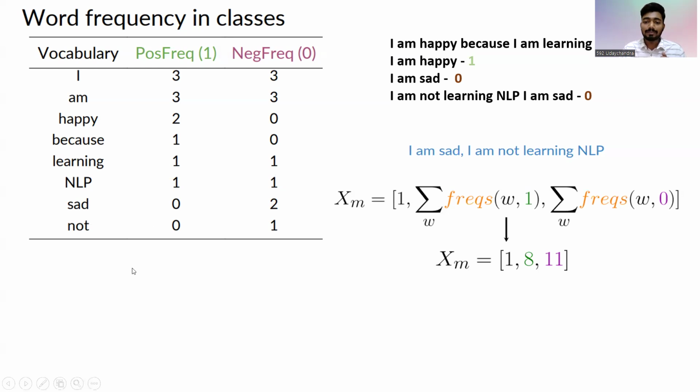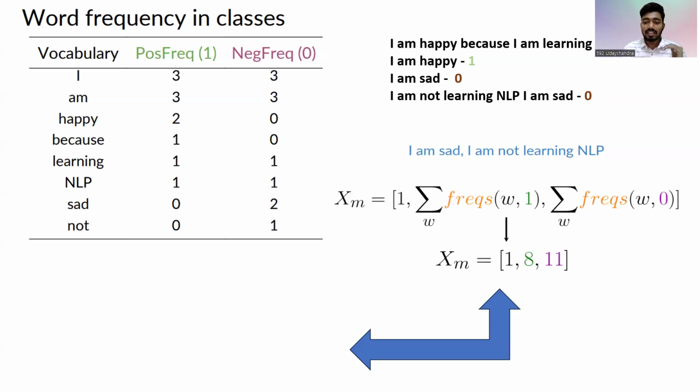Suppose I have taken a sentence: I am happy because I am learning NLP. Now I need to transform this entire sentence into a numerical form. For that, I'm taking how many positive feedbacks there are for each word in the vocabulary. First, you need to find the unique vocabulary present in it, and then the positive frequency and the negative frequency.